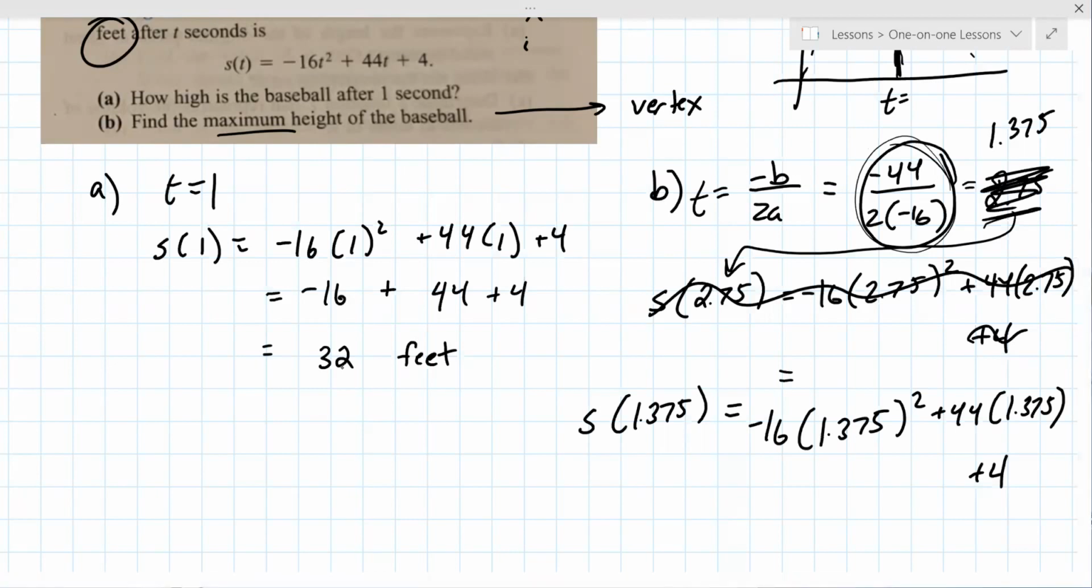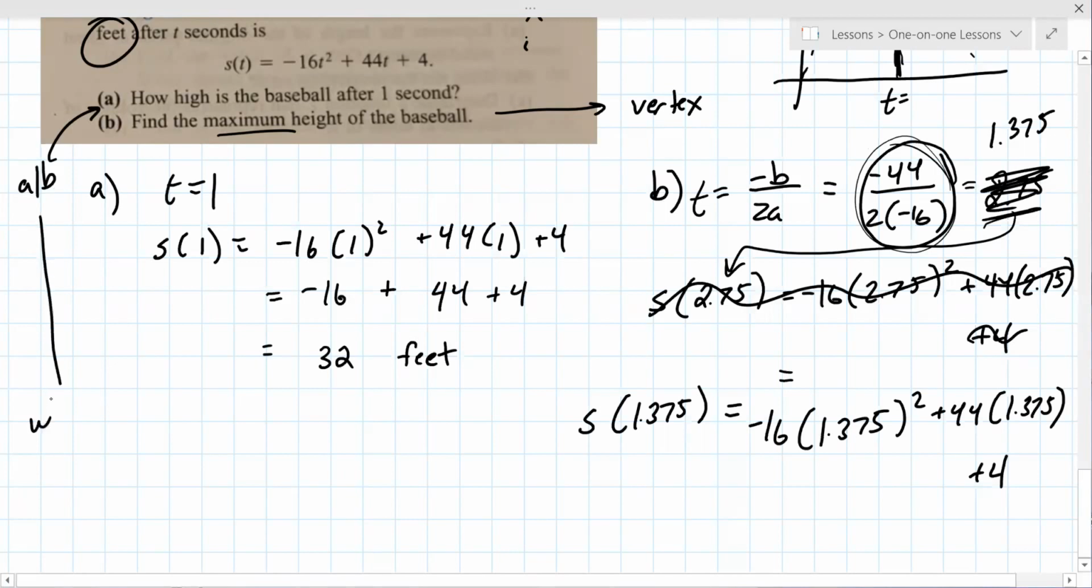So the key to this problem is to understand that when it asks for the maximum, you're not finding that intermediate answer. There could be another part here that asks when does it reach a maximum height? When does it reach a max? And that's the t value.